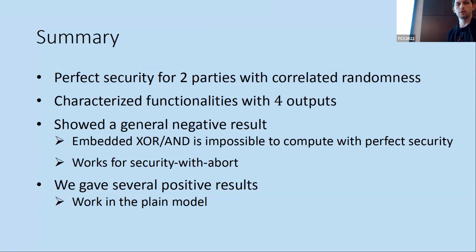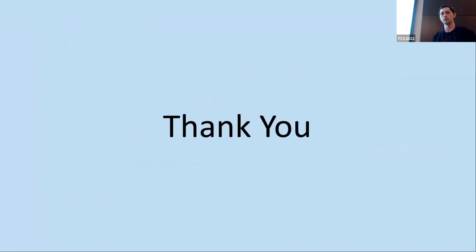So to summarize, we consider perfect security for two parties with correlated randomness. We gave a complete characterization for functionalities with up to 4 outputs. All of our negative results came from a more general impossibility, from which we also got our embedded XOR and embedded AND to be impossible to compute with perfect security. I haven't talked about it, but just like Ishai et al., our negative results rule out security with abort. And we also showed that there are some interesting functions that can be computed with perfect security, and in fact, our positive result holds even in the plain model without correlated randomness. And that's it. Thank you.